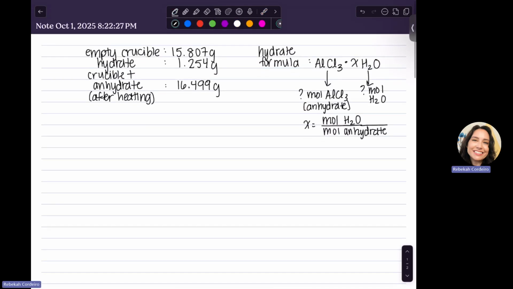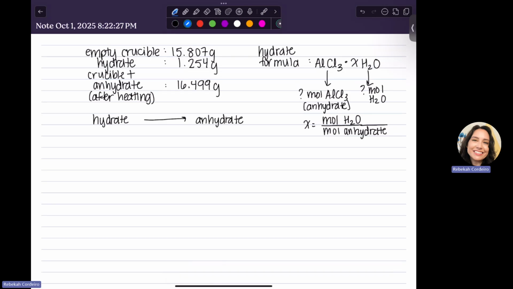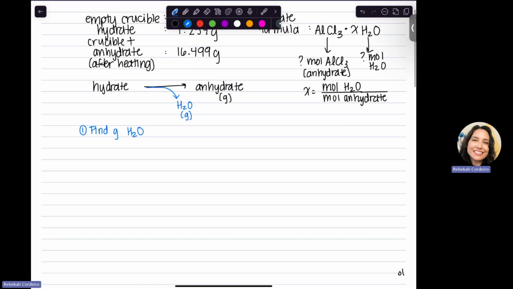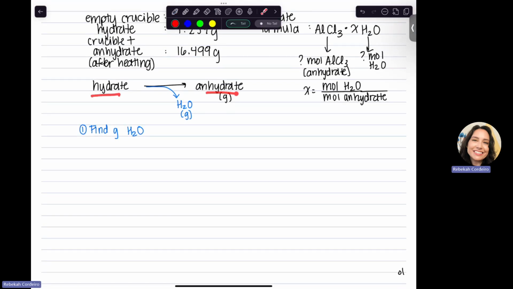I talked about this in class, but just to reiterate, the hydrate is what we start with in our crucible. It turns into the anhydrate. That's going to be what's after we heat it up. What do we lose? We lost water. So the water came out. What we need to find is grams of anhydrate. We don't really need to find grams of hydrate. Grams of anhydrate, and we need to find grams of water, because if we have grams, we use molar mass to turn them into moles. And so let's find our grams of water. We know the difference between the hydrate and the anhydrate is water.